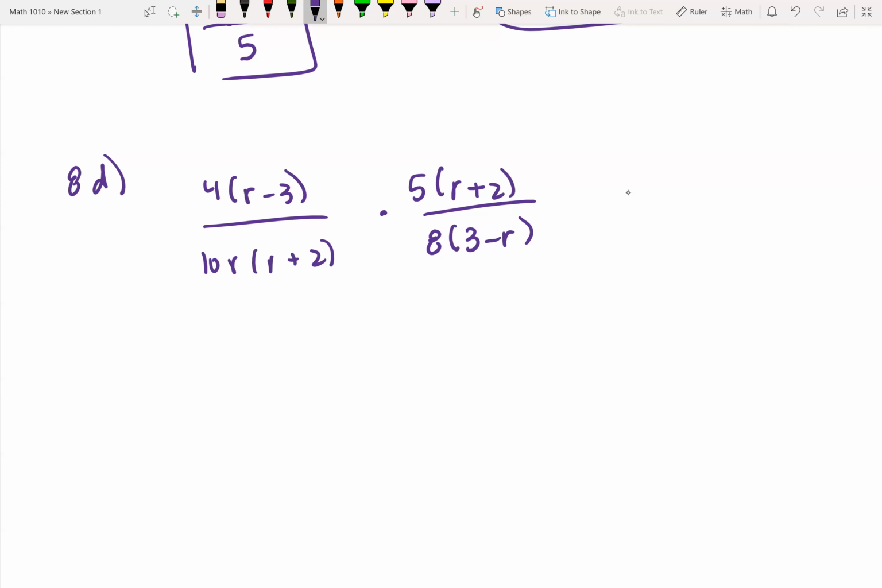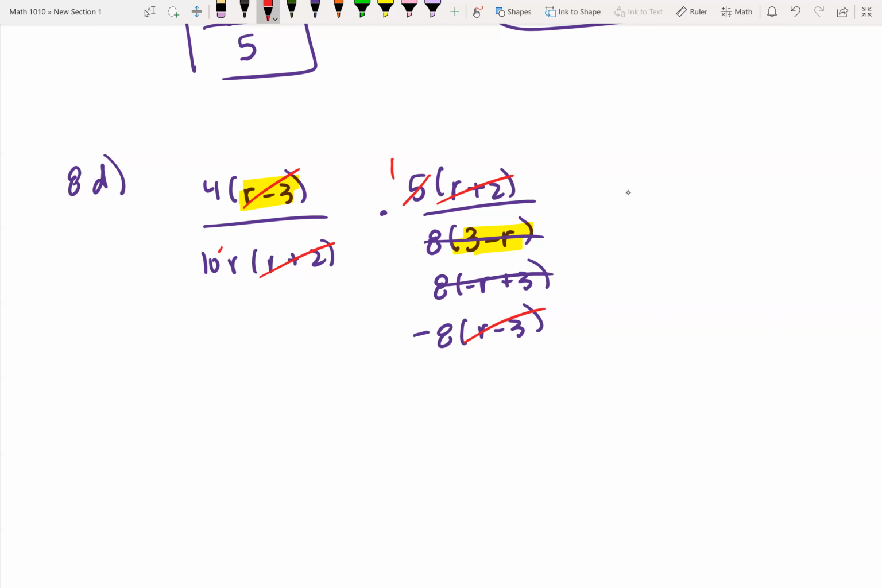Okay? Now, first thing I notice is this. Look at this. R minus 3, 3 minus r. They're almost the same. So remember that little trick where you reorder it, so it looks like that. Then take out a negative, and it changes both the signs. So now I'm going to be able to cancel those r minus 3s. So this r minus 3 cancels with that one. That r plus 2 cancels with that one.